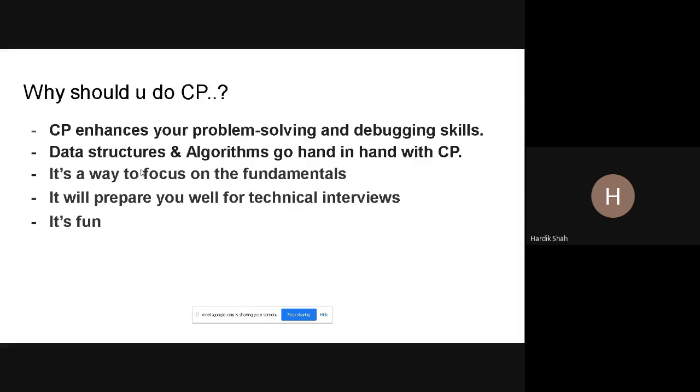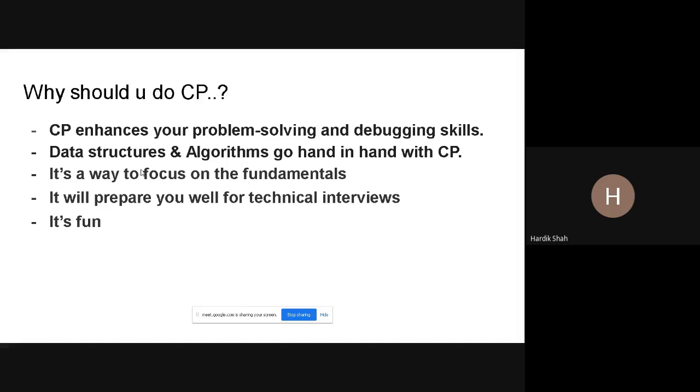Now, why should you do competitive programming? CP enhances your problem solving and debugging skills. Data structures and algorithms go hand in hand with competitive programming. It is a way to focus on the fundamentals. By the way, if you have never done CP before, it is all about your fundamentals. If you know the core basics of a language, and if you know data structures and algorithms well, trust me, you will be good with competitive programming.